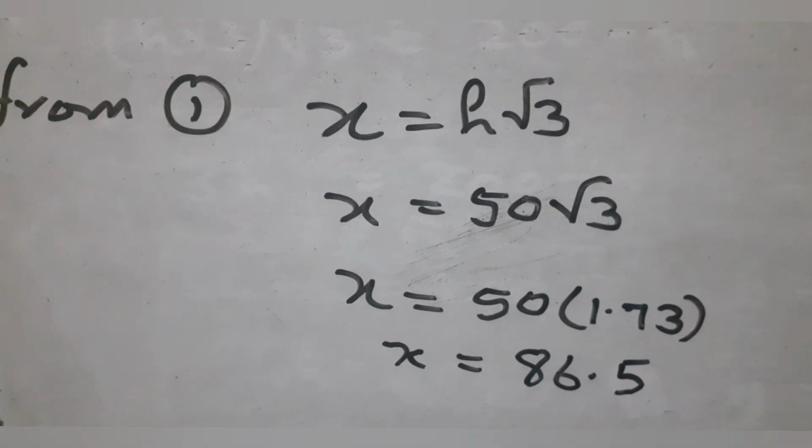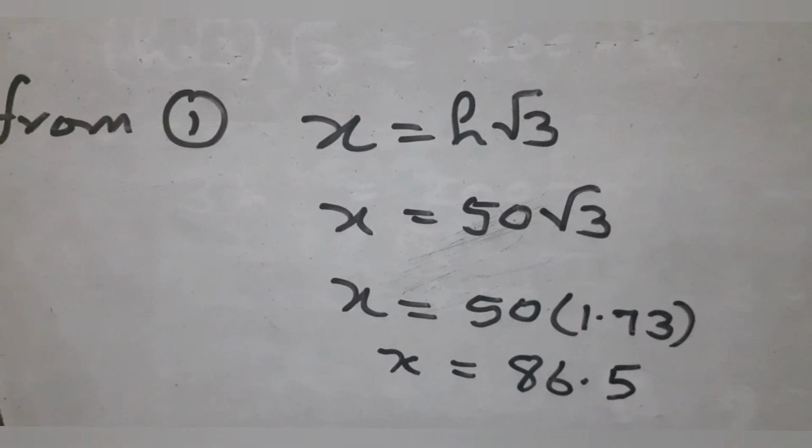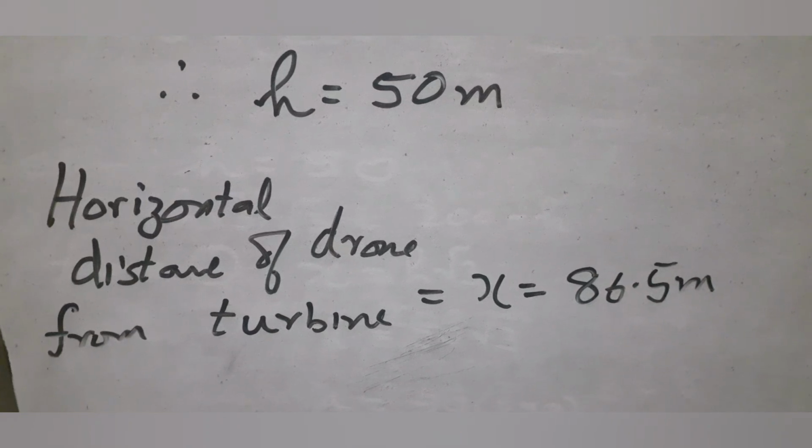If we need to find the distance of the drone from the top or bottom of the turbine, we can use trigonometry to find AD or BD.